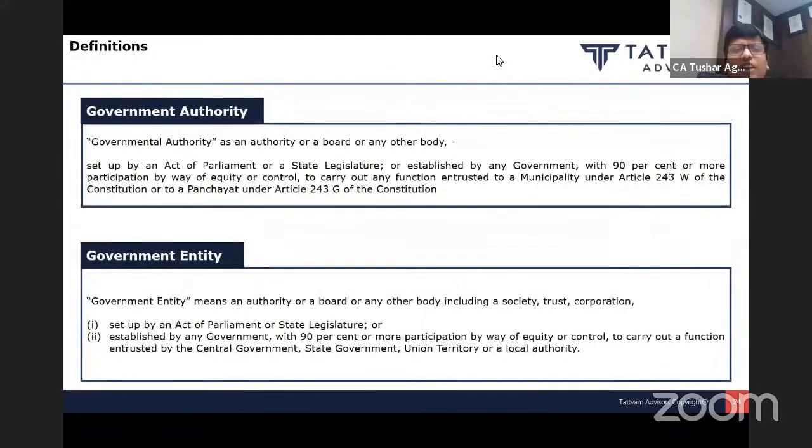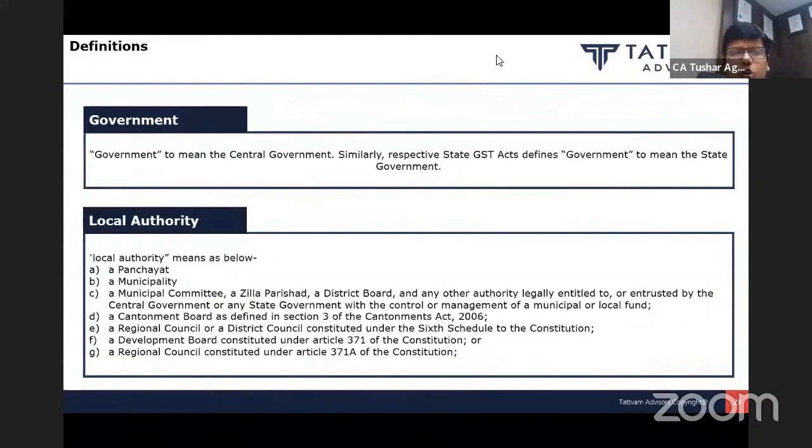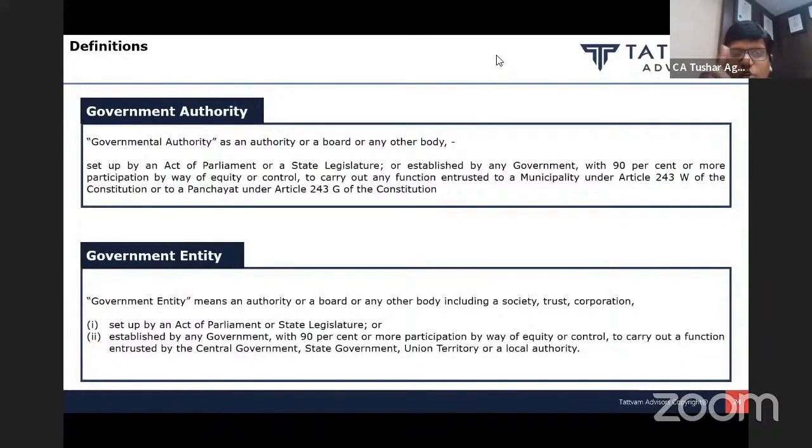Then we have something called governmental authority. When we talk about local authority, say MCD, the Municipal Corporation of Delhi, it's a local authority. Delhi government, it's a government. Governmental authority is not a municipality. It is not a government. It's a separate authority or a board or any other body set up by an Act of Parliament or established by a government with 90% or more participation by way of equity or control to carry out any function entrusted to a municipality under Article 243W or 243G of the Constitution.